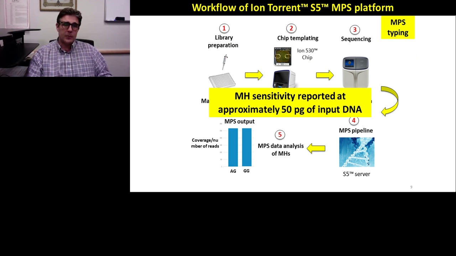The process of the analysis was first the library preparation. We did both manual, using students as part of their projects, and also automated library prep. Then we did what's called chip templating. Well, the templating and loading on the chip. So the libraries go through a process of emulsion PCR, and then eventually they get purified and loaded onto the chip. And then they were sequenced on the Ion S5. So this is the Ion S5 MPS platform.